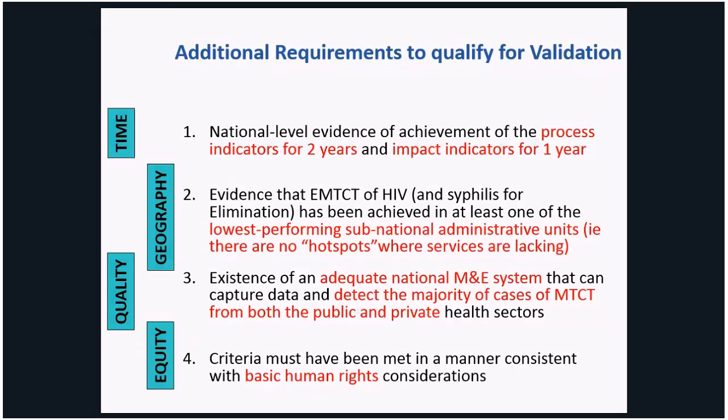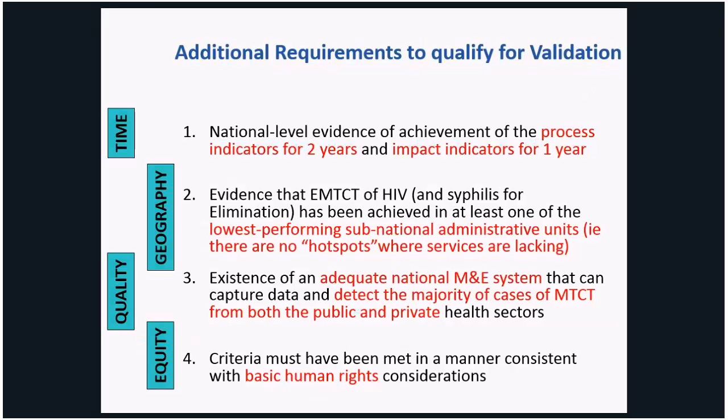There are a number of additional requirements that a country needs to meet, and these follow four distinct areas: timing, geography, quality, and equity. The country has to have evidence of achieving the process indicators for at least 2 years and the impact indicators for 1 year.